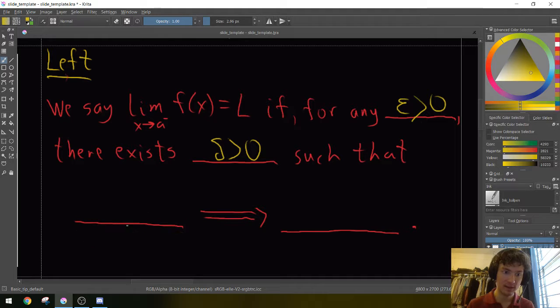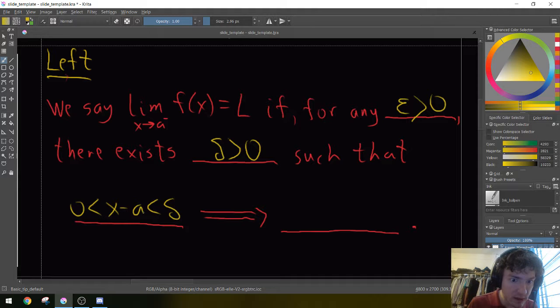So this line, which before was 0 is less than the absolute value of x minus a, is less than delta. Now we want to change that condition so that x has to be on the left side of a. We still want it to be within distance delta, but it has to be on the left side. So what should I put on that line then? I believe we are going to put down 0 is less than, and this time there's going to be no absolute value sign. Right. Okay. So 0 is less than x minus a is less than delta.